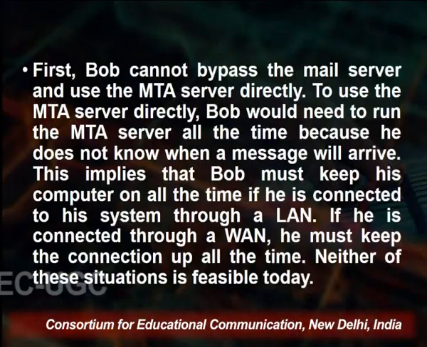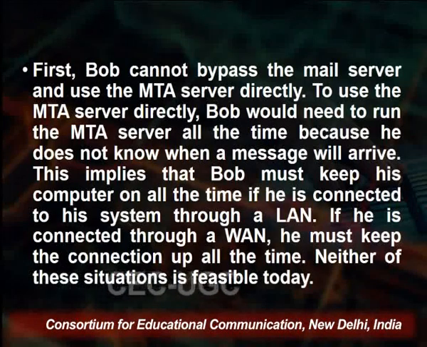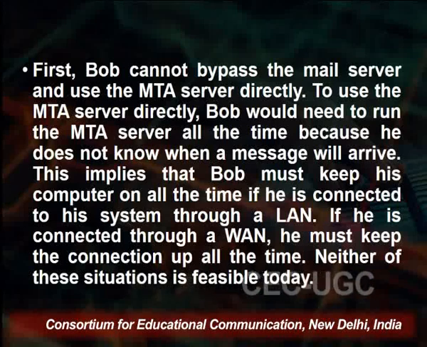So, the user agent at the receiver's end, the person who is receiving the mail, will allow the receiver to read the received messages, okay, and they will then use the message access agent client to retrieve the message from the message access agent server running on the second server. So, there are two things which we need to understand: first, the receiver cannot bypass the mail server, right, and use the MTA server directly.